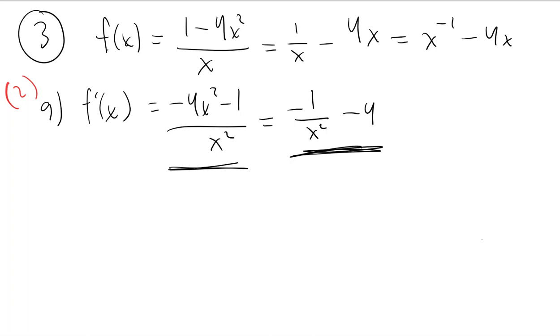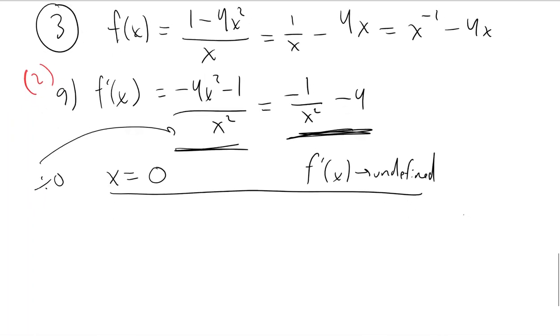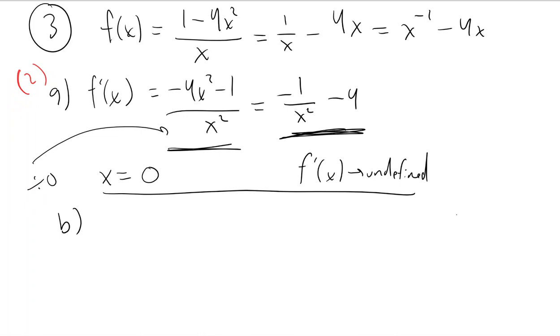So the second part is, how do we know for what values of x is the first derivative undefined? So how did you find that? Yeah. The only place where it's undefined is where the denominator is 0. So x equals 0. Undefined when you try to divide by 0. Okay, I think that's all there is to part A. Any questions about that piece?